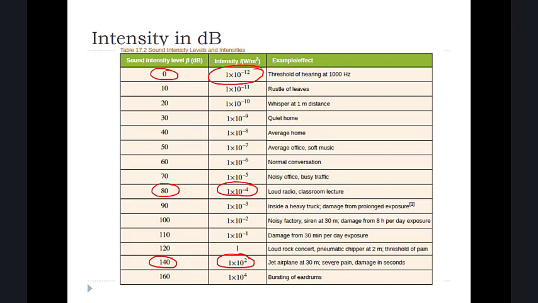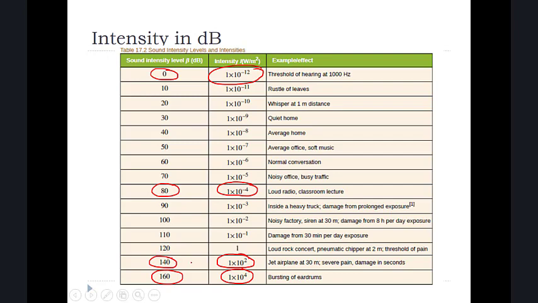Notice if you're near a jet plane at 30 meters, this will cause severe pain and damage to your ears in seconds, which is why you see the workers on the tarmac at the airports all wearing ear protection. If they didn't, they'd all be deaf, right? If we go up 2 more orders of magnitude to 10 to the 4th watts per meter squared, you just burst your eardrums at 160 dB. Let's avoid that, shall we?